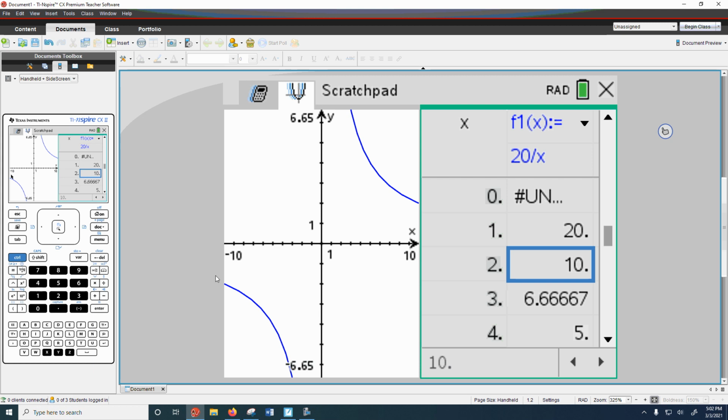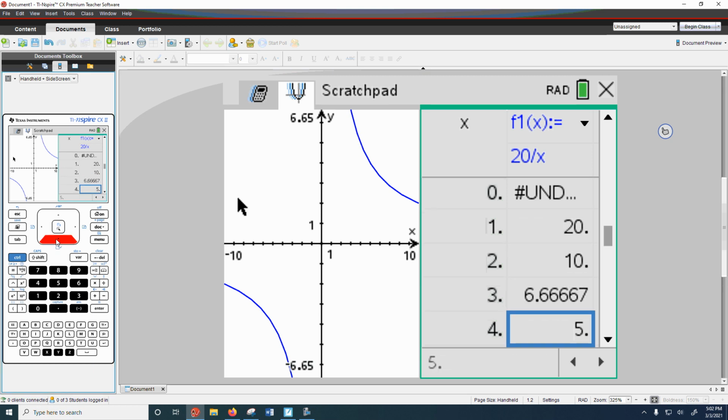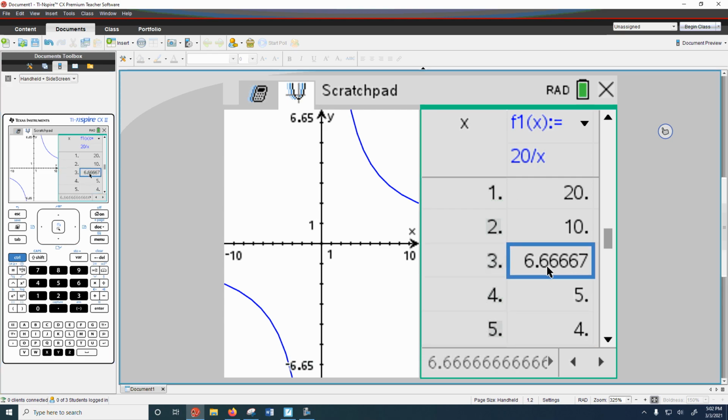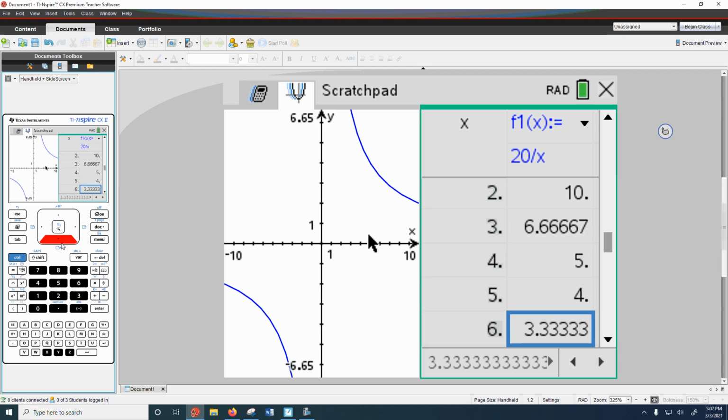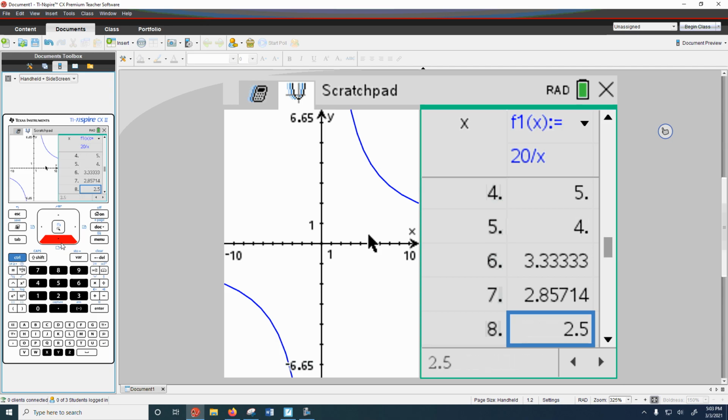So 2, 10, that would be the first point I'd plot, and those are the ones up here on the right side. And I'm going to arrow down. So I would probably not plot 3, 6.6 repeating. Let's do the ones that are easy to do. So 2, 10 looks good, 4, 5 looks good, 5, 4 looks good, and then I'd probably skip the one at 6, skip the one at 7, maybe pick up 8, and then I would probably for sure do 10 too. So we're kind of doing those pairs that kind of match up.